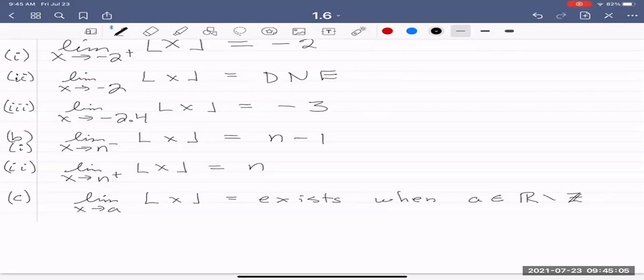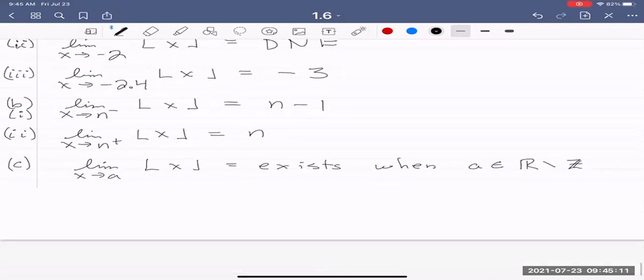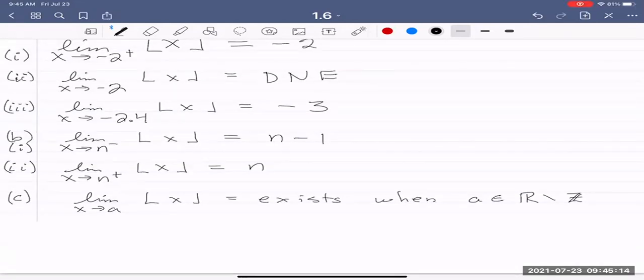Okay, so that finishes off section 1.6. Let me give you guys a 10-minute break until 9:55. At 9:55, we already did section 1.7, so we'll go on to section 1.8, which is on continuous functions, continuity.